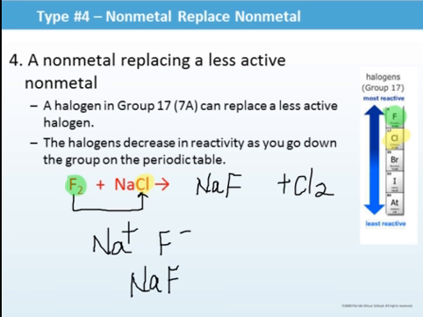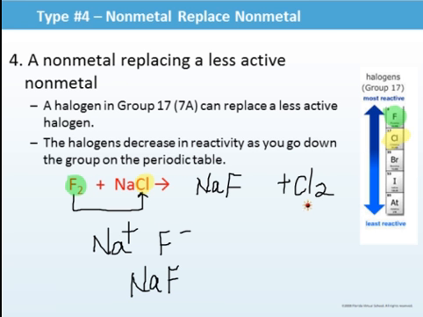NaF, because sodium forms a +1 charge on the common charges. Fluorine forms a -1, so it's NaF. And remember that chlorine is one of the diatomic elements, so it's Cl2. So don't forget, those diatomic elements are all by themselves.